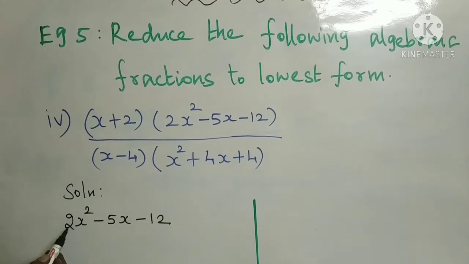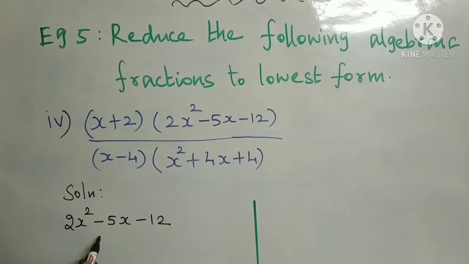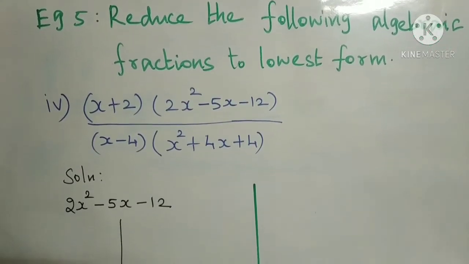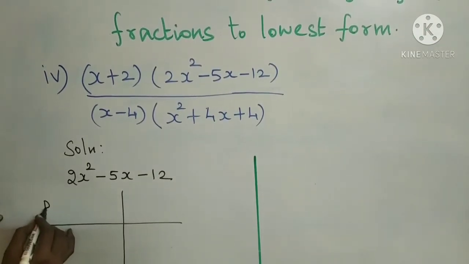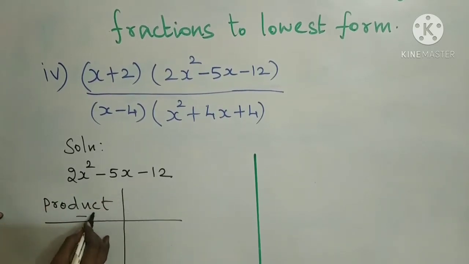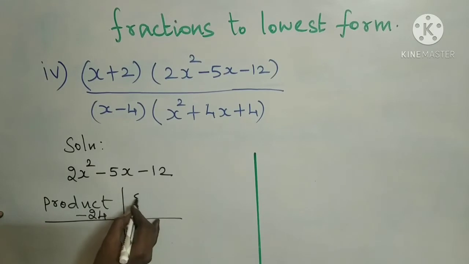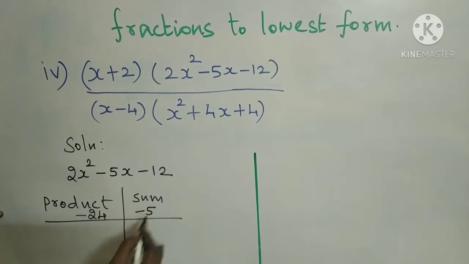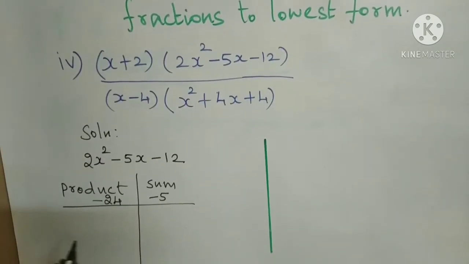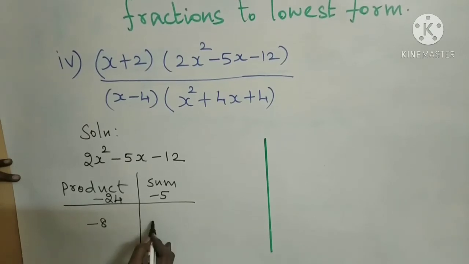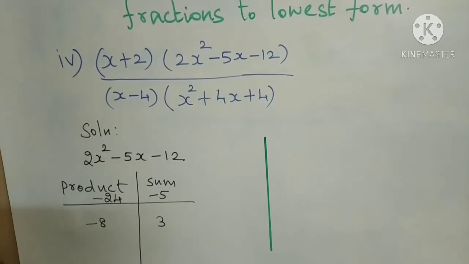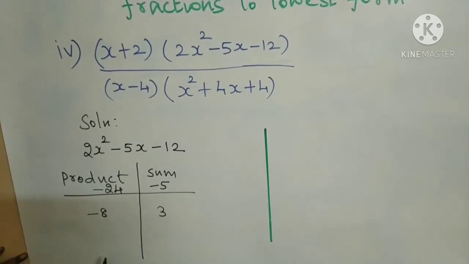So this is a quadratic polynomial. We have to factorize this polynomial. So using the T method, we can factorize this polynomial. So write the product value. So what is the product value here? 2 into minus 12, minus 24. So the sum is equal to minus 5. Now we have to find two numbers. So what are the two numbers? Minus 8 and plus 3. So minus 8 plus 3, we get minus 5, and minus 8 into 3 is minus 24.